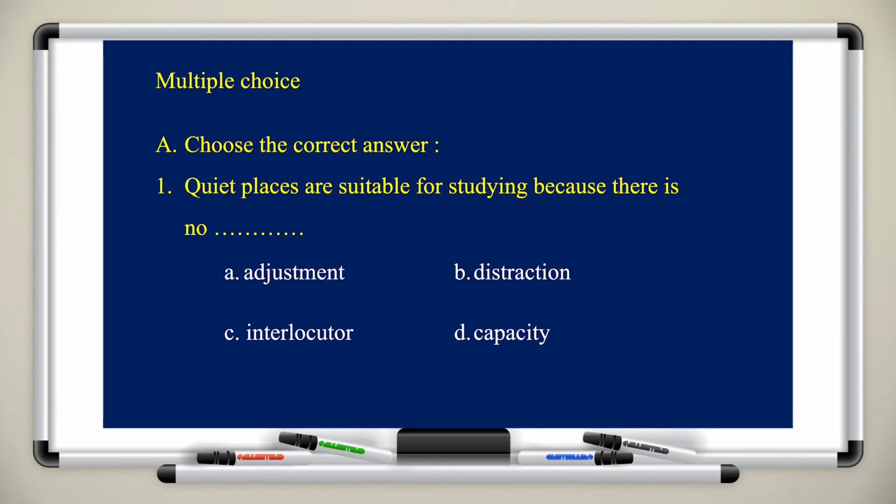Now, let's practice. What we have to do now is very simple. You have to read the sentence carefully and then read the answers also carefully and choose the suitable answer. Now, sentence number 1, quiet places are suitable for studying because there is no blank. If you chose B, distraction, then you chose correctly.